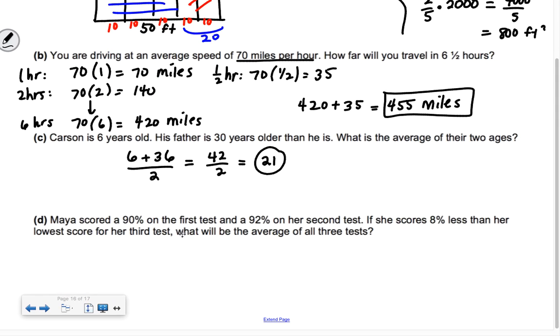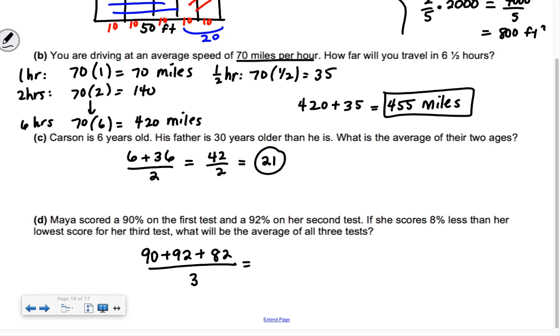All right, Maya scored a 90% on the first test and 92 on her second test. If she scores 8% less than her lowest score on her third test, what would the average of all 3 tests be? So she's going to have 90 and she's going to have 92. And then the last one is 8% less than her lowest score. Yeah, so 82. And then we're going to divide by 3.